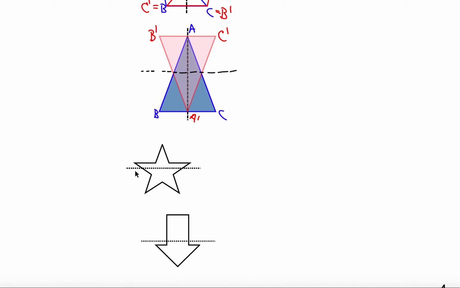We can do lots of different shapes. Think about what would happen if you reflected this star along this line, and you can see what it would look like. Think in your mind what it might look like. Do the same thing with this arrow. Neither one of these is an identity motion because the object would not look exactly like itself when you reflected it.